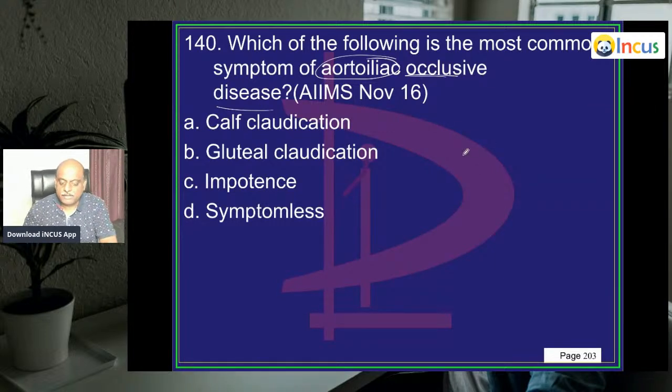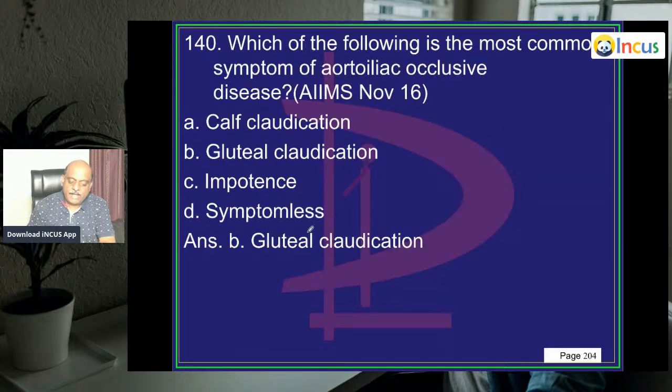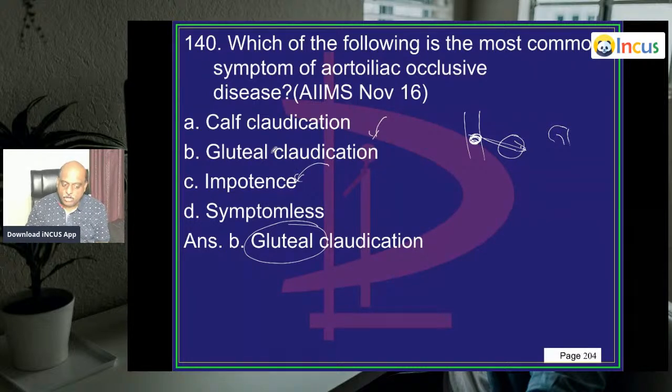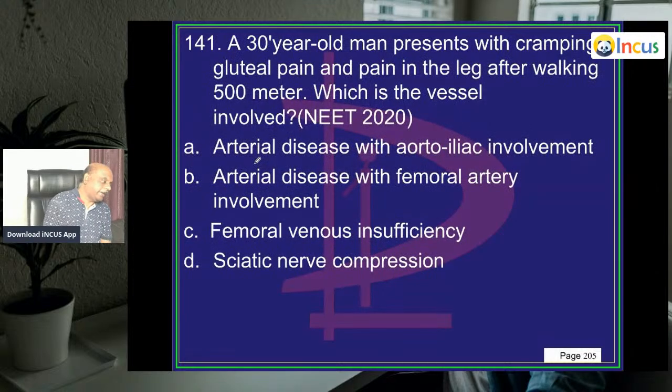So, the Leriche syndrome, typically they will have a gluteal claudication. Basically the gluteal vessels arise ultimately from the branches of the aorta only, so any occlusive disease in the aorta will decrease the blood flow to the vessels supplying the gluteal area, so gluteal claudication. It can even lead to impotence. But more common is the gluteal claudication, which is what you need to remember.